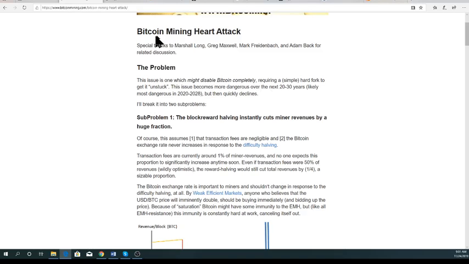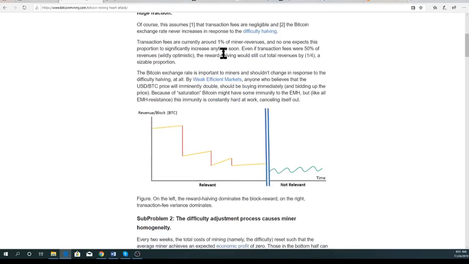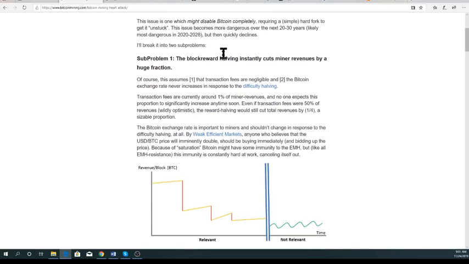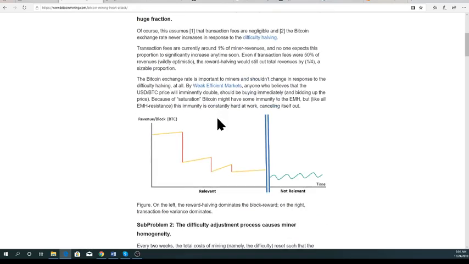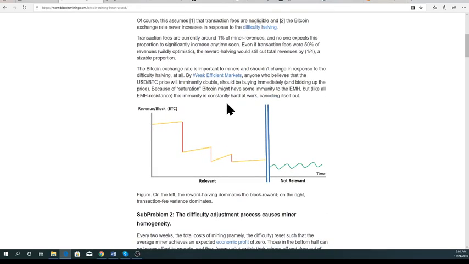Now this one showing you Bitcoin mining heart attack. Now, there is some reality in this, but not completely. I don't agree with that completely. See, he states there is two problems based on the coming events. Block reward halving instantly cuts miners revenue by a huge fraction. Okay, I agree with that, but it's not new news, right?